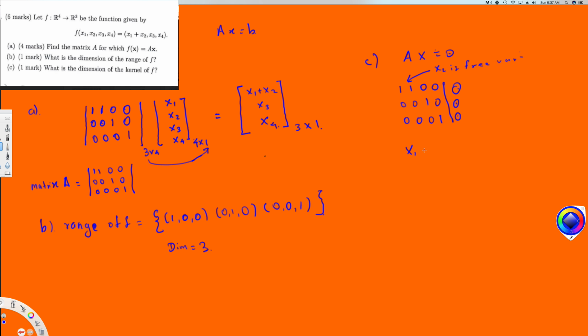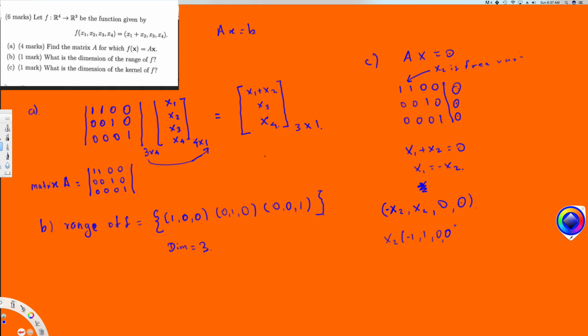So it's going to be x1 plus x2 is equal to 0. Therefore x1 is equal to minus x2. Then x2 is itself, x3 is 0, and then we can now directly write the answer. So x1 is going to be minus x2, x2 is going to be itself, x3 is going to be 0 because it doesn't have any x2, x4 is also 0. Therefore, if I take x2 common, it is going to be minus 1, 1, 0, 0.